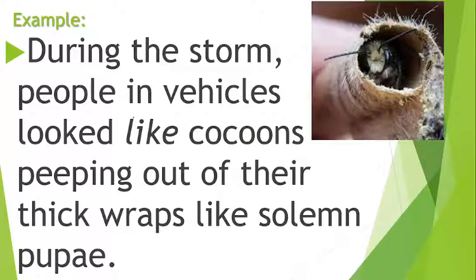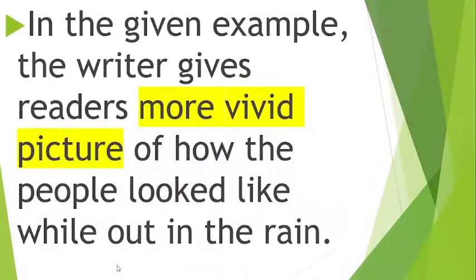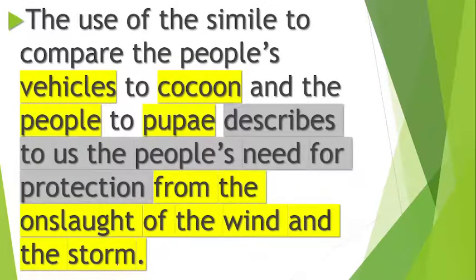Because the writer compared the people's vehicles to cocoons and the people to pupae, we are able to imagine just how the people look while out in the rain. The use of the simile describes to us the people's need for protection from the onslaught of the wind and the storm.